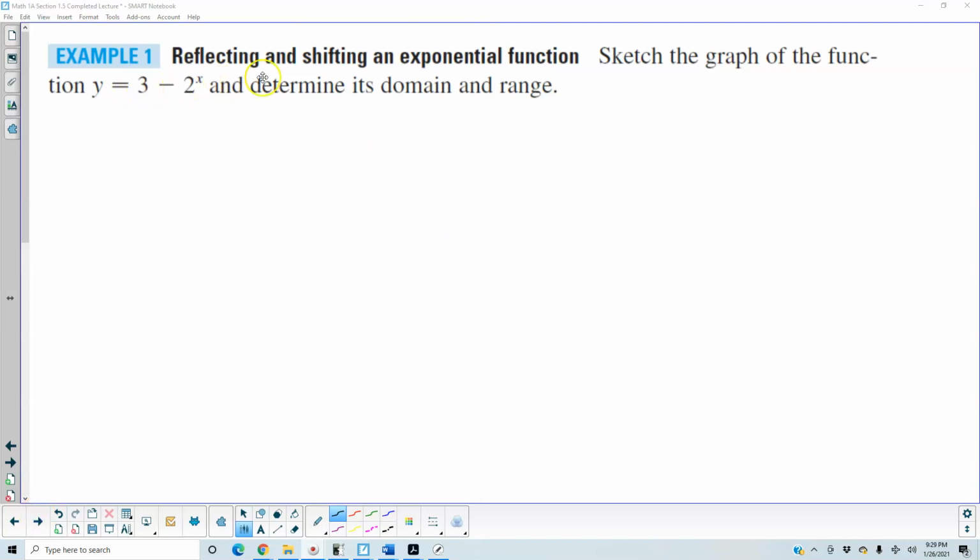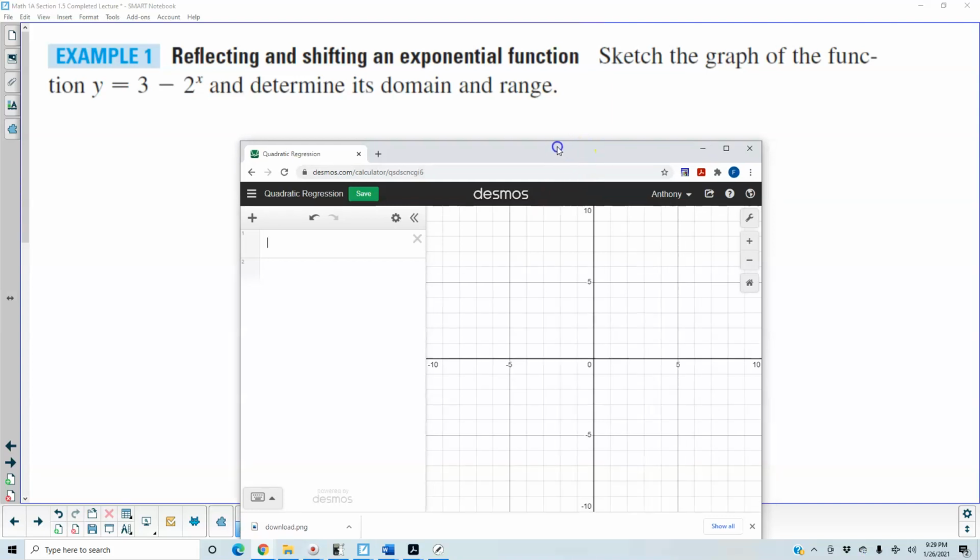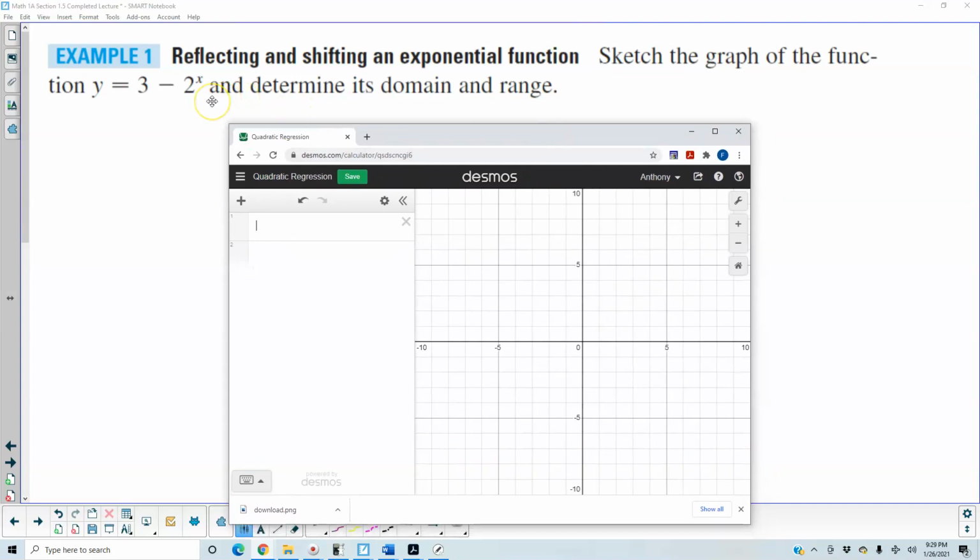Example 1, reflecting and shifting an exponential function. We're going to sketch the graph of the function y is equal to 3 minus 2 to the power of x, and then determine its domain and range. So we're going to use Desmos for our graphing tool to find out what happens here when we reflect and shift an exponential function. Well, the first thing we need to graph is 2 to the power of x.